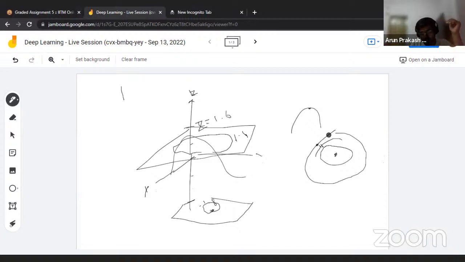Suppose I have chosen del WT, the current gradient here. What will be my next step?